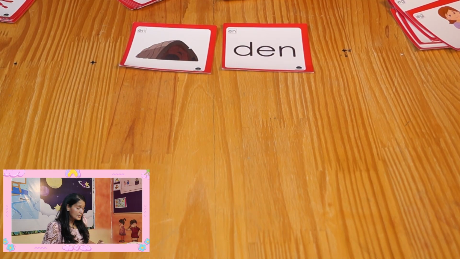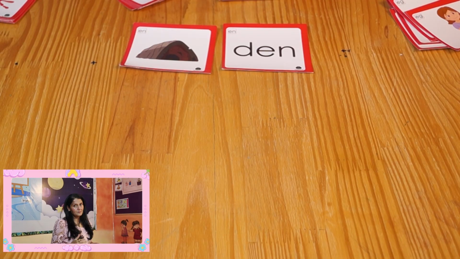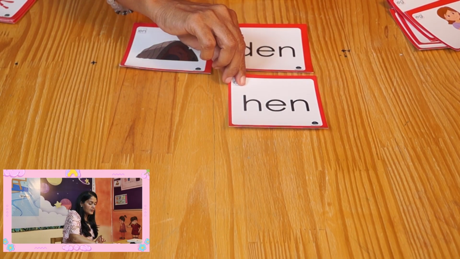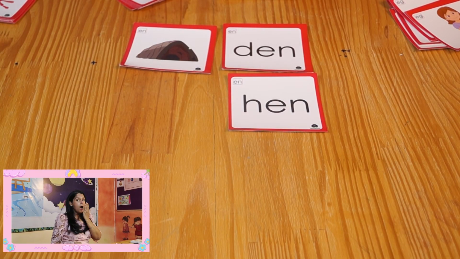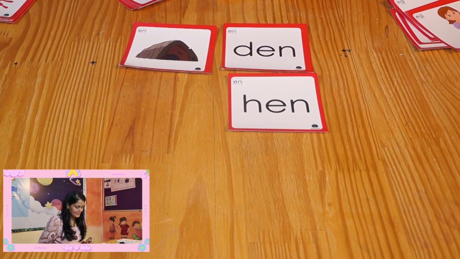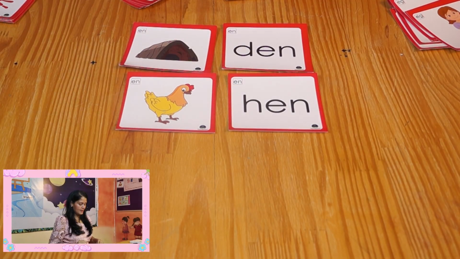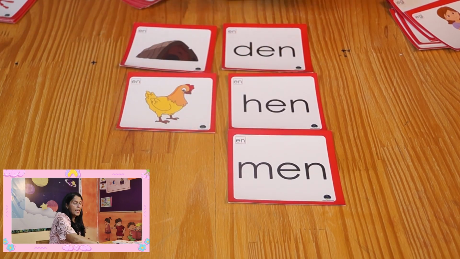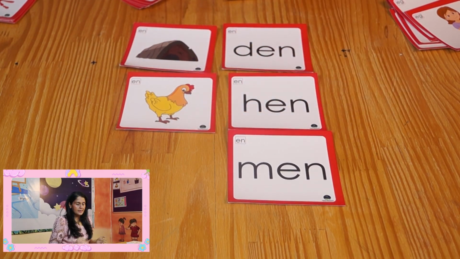Who lives in a den? It starts with the name of the animal. Yes, the lion, and sometimes even the bear. Okay, and let's read this. Hen. This is called a hen. And this, let's read this. Men.